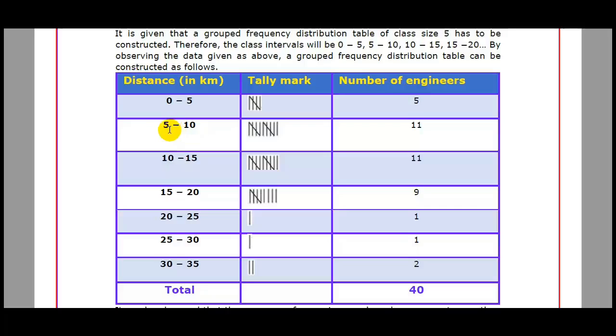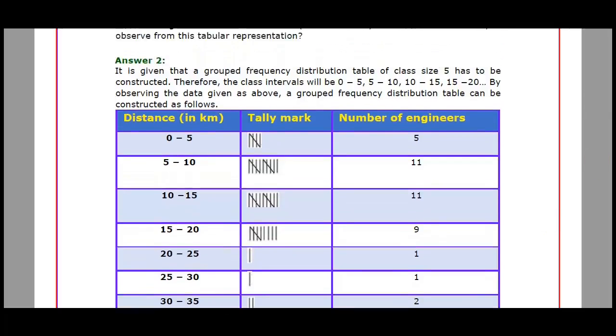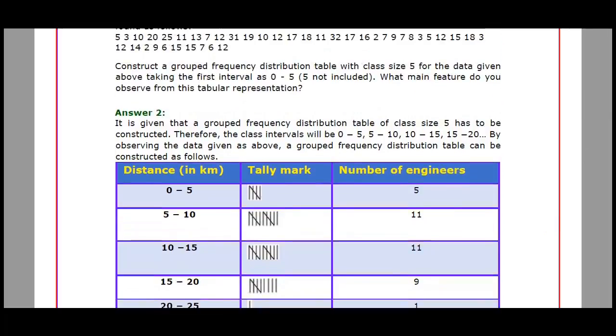In the class interval 5 to 10, there are 11 engineers, and in 10 to 15 there are also 11 engineers. This will be our frequency. For 15 to 20 there will be 9, for 20 to 25 there is 1, for 25 to 30 there is 1, and for 30 to 35 there are 2. So in total 40. Let us see again to make this clear.